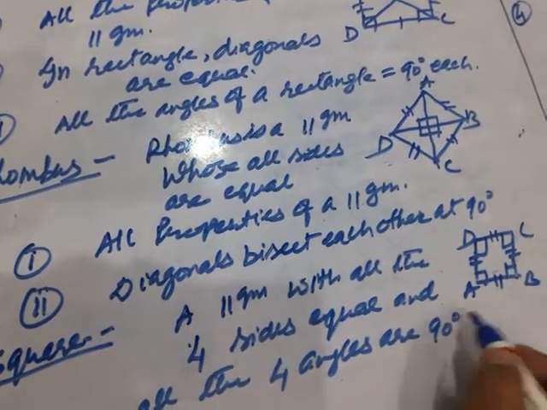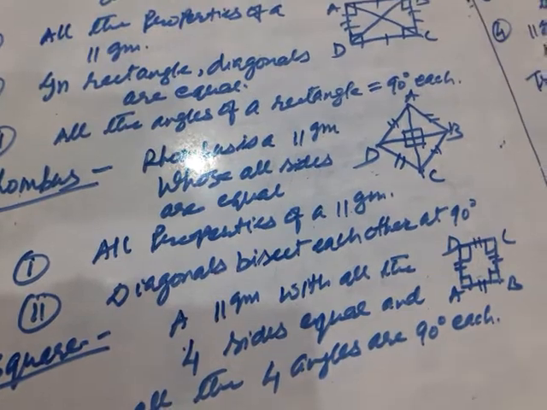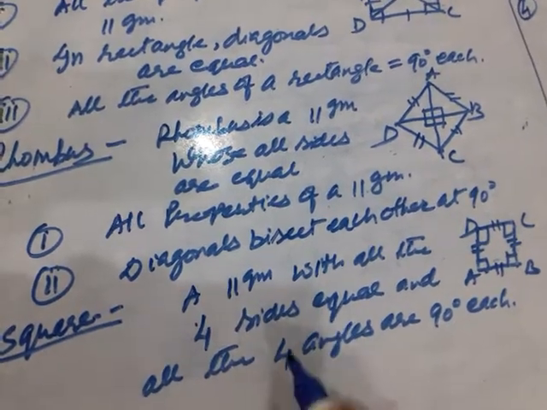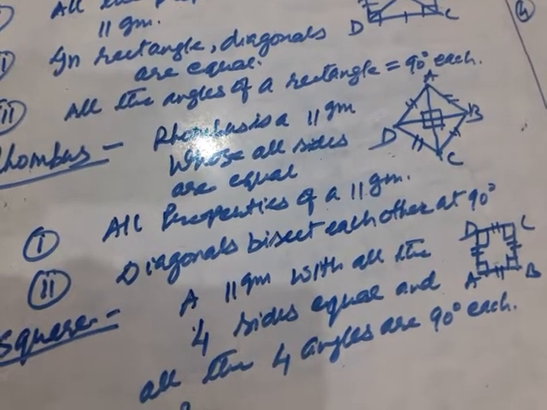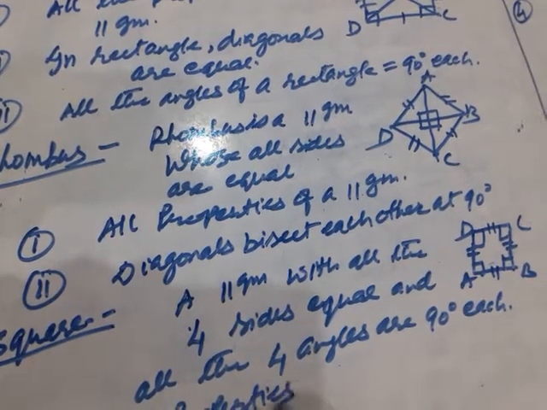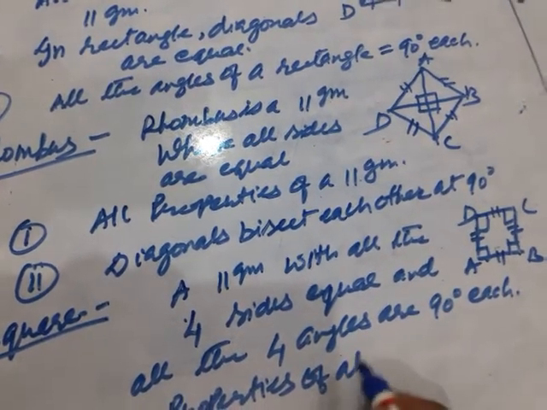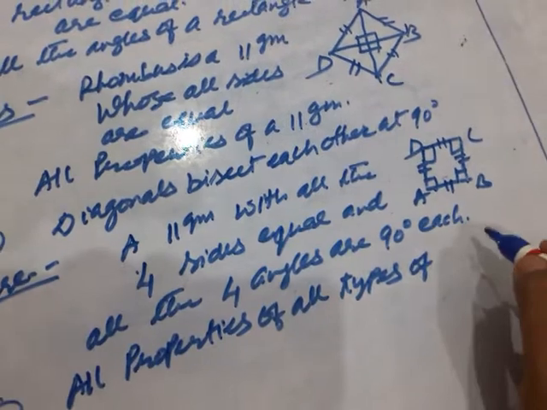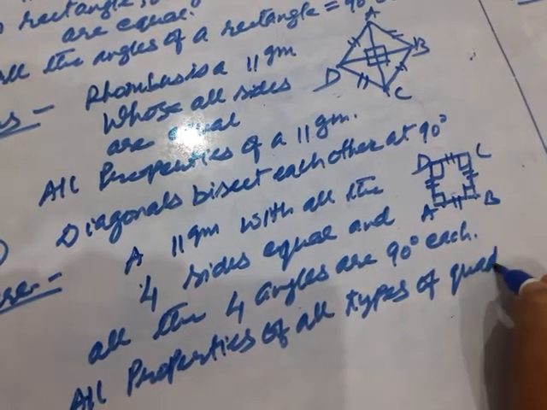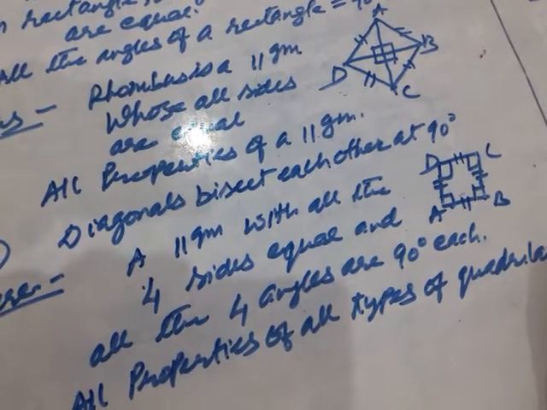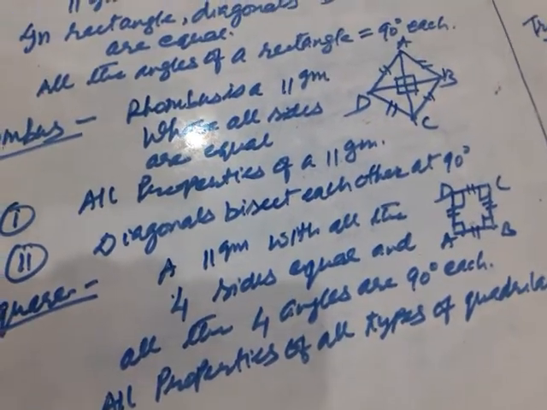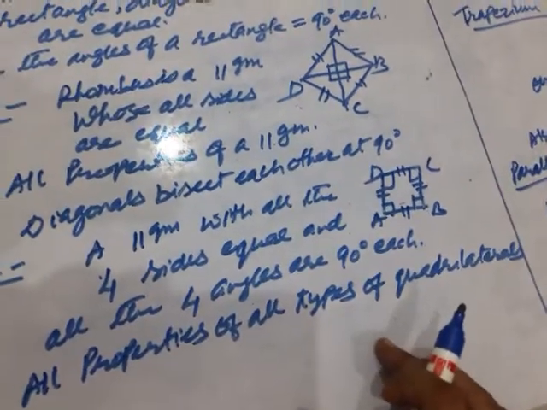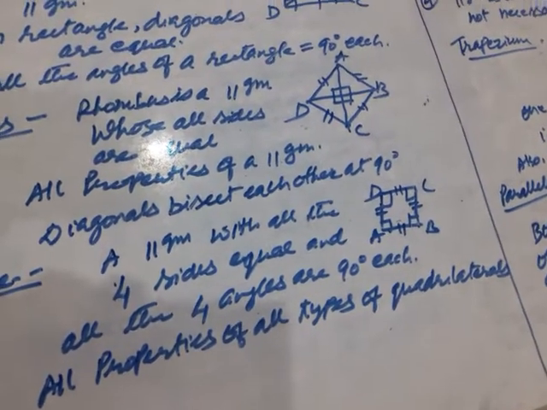are 90 degrees each. Okay children, now it holds all the properties of all types of quadrilaterals. A square holds all properties of all types of quadrilaterals. Clear? That is, a square is a rectangle with all sides equal.